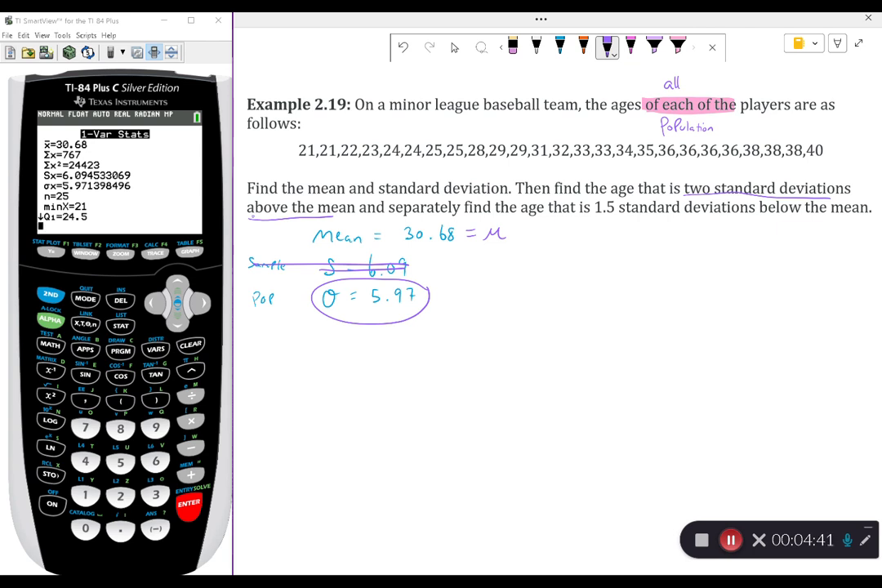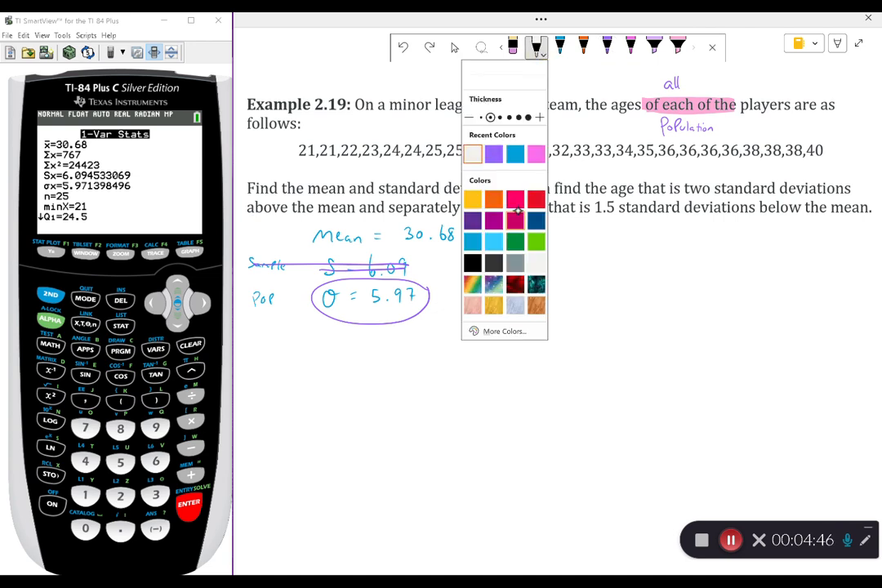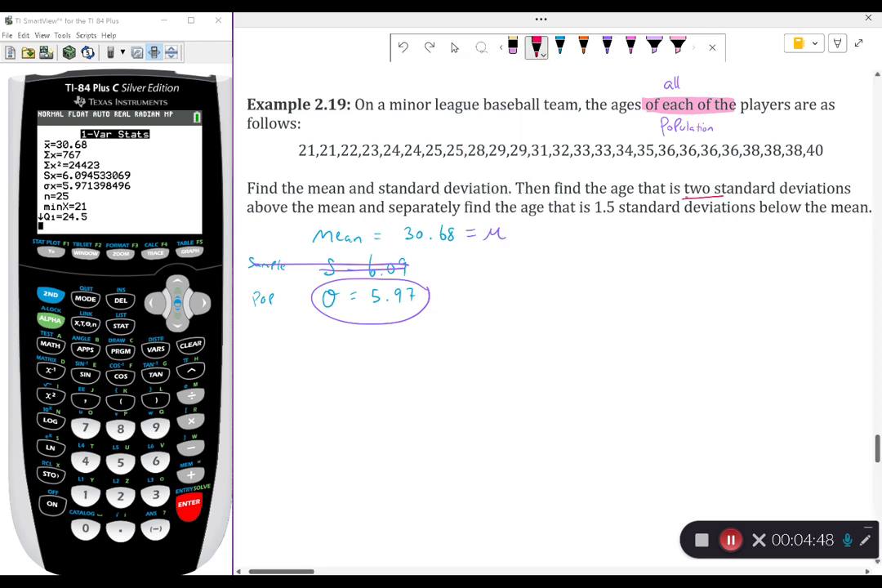Let's do that in a different color though. Let's do that in hot pink. So the age of 2 standard deviations above the mean. To find this value, we'll take the mean and add 2 standard deviations to it. Oops, that's the sample. We want the population standard deviation. So we'll take the population mean, 30.68, and we will add two population standard deviations to it. 2 times 5.97.